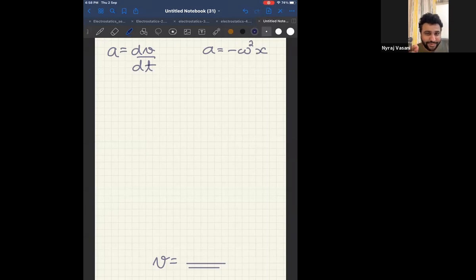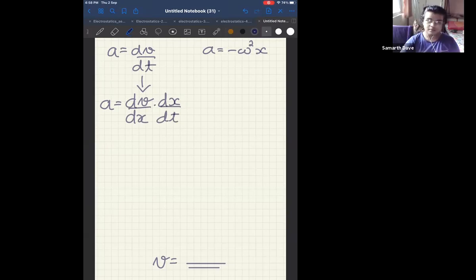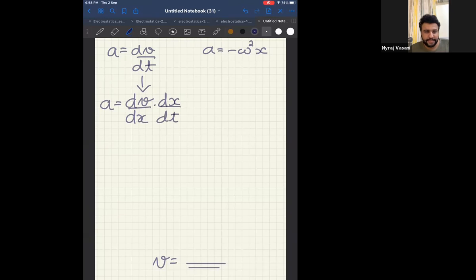Now the actual derivation comes. Now concentrate. Look at me. Can I say acceleration is equal to dv by dv by dt, therefore dv by dx into dx by dt? Can I write it like this? Yes, sir. What did I do? I multiplied and divided by dx. Therefore, it is dv by dx into dx by dt.